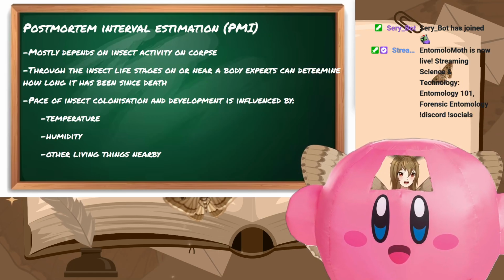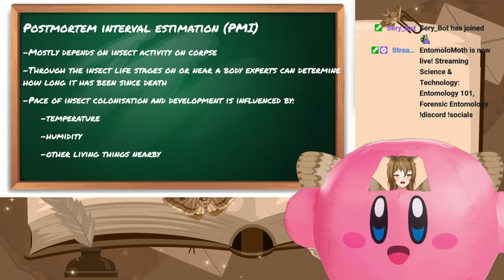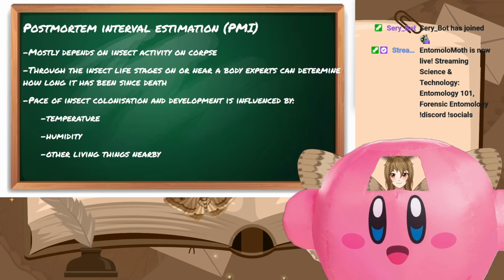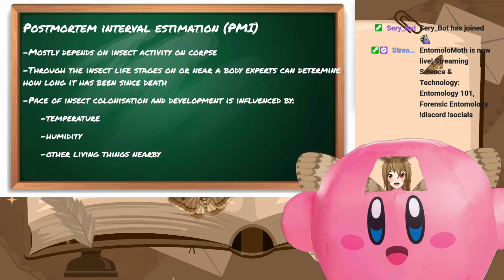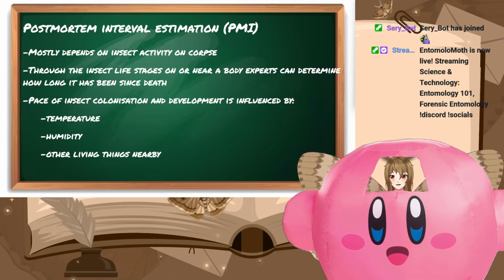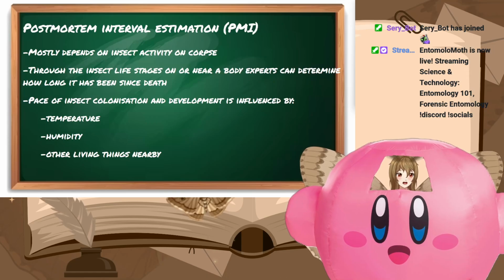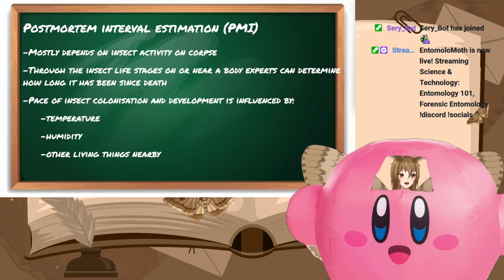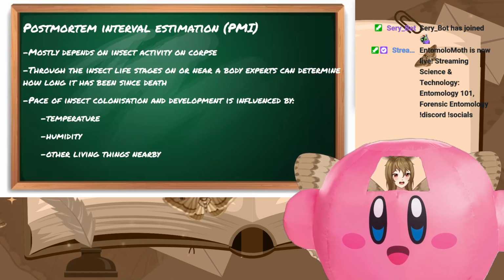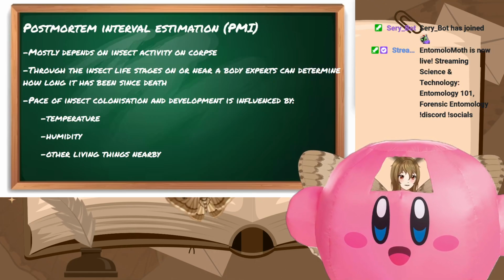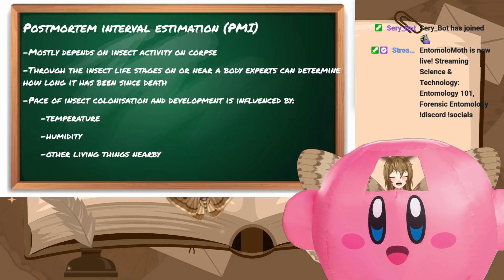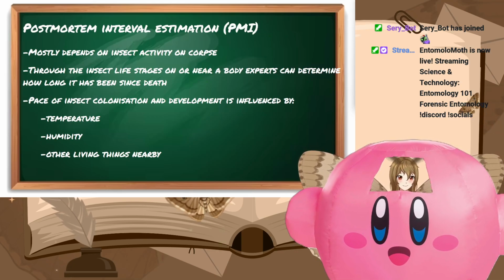Because through a lot of studies, we have figured out when different insects come to the body. The pace of insect colonization and development is influenced by temperature, humidity, and other living things nearby. So some insects prefer going there when it's warm, when it's high humidity, and when they're alone, or if they got brought there by other different insects, or animals. Some insects do arrive on different insects in this. We will hear about that later.